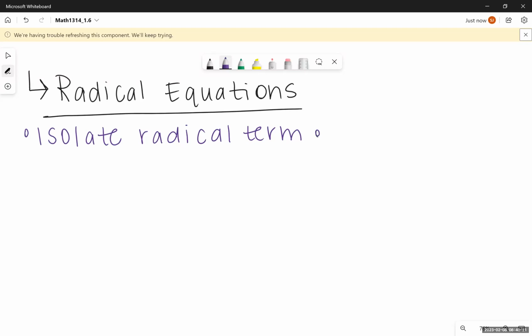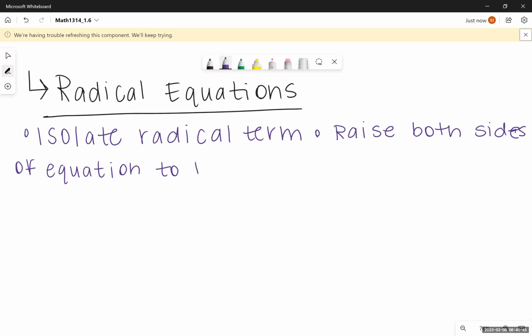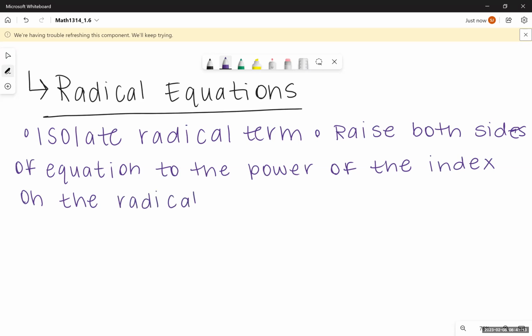Okay, and then we're going to raise both sides of the equation to the power of the index on the radical. And I'm fixing to show you what that means right now, because you want it to be the same.